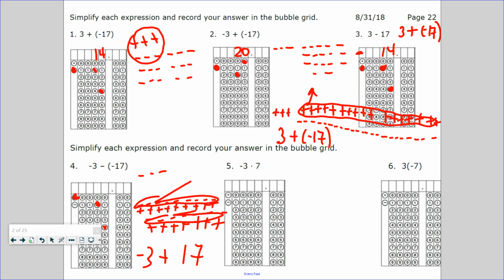Again, you could do something called add the opposite. Keep the negative 3, turn the subtraction into an adding. Opposite of negative 17 is 17, so negative 3 plus 17 is 14.